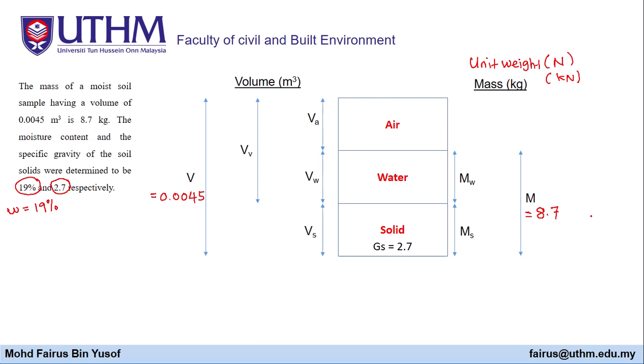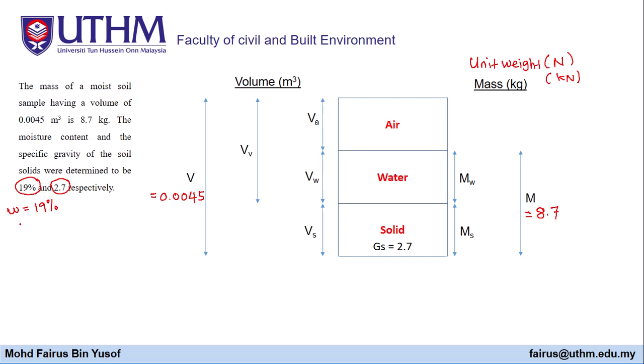So actually we have limited information to solve the problem, right? So we have to fill in all the blanks here. We don't know what is Va, we don't know what is Vw, Vs, Vv, Mw, and Ms. So how to solve this problem?